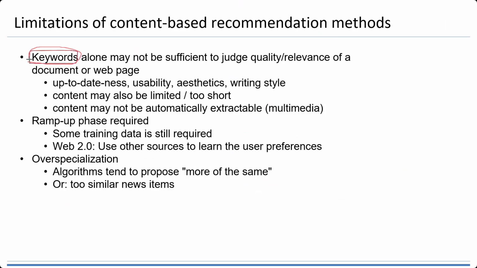We usually use keywords. Keywords alone may not be sufficient to judge quality or relevance of the document or web pages because there might be some up-to-dateness. Up-to-dateness means sometimes people will make updates of the website. For example, in our university, the web is always updated every year. So the relevance is meaningless when there is a new update.